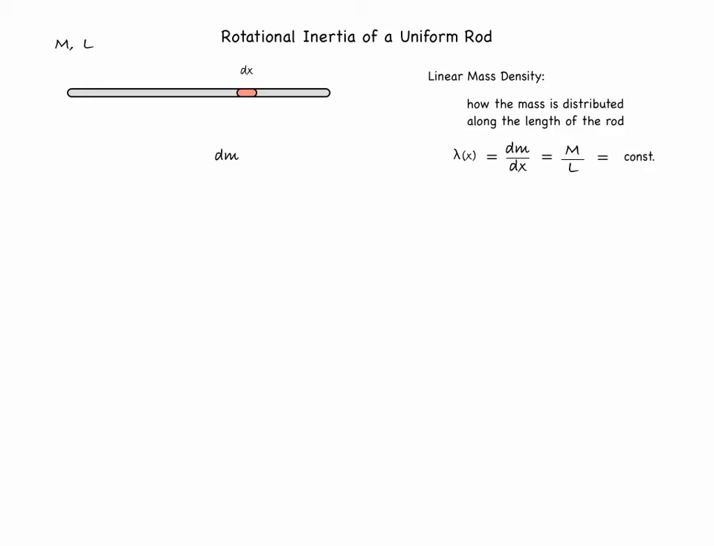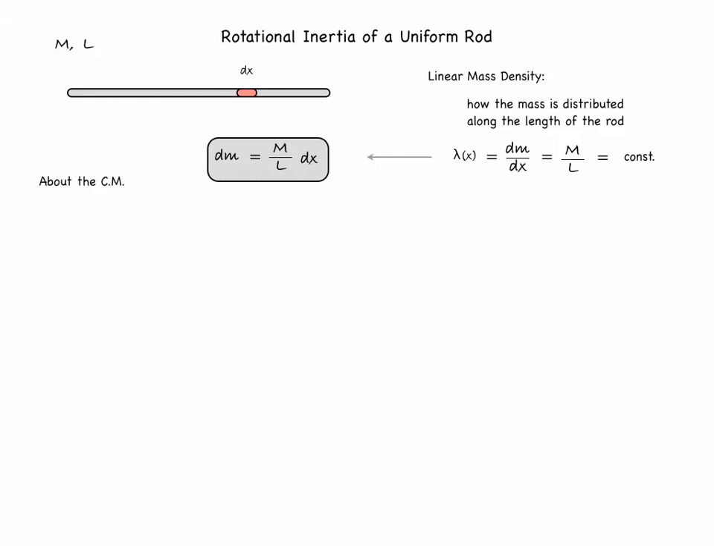For a uniform rod, however, lambda must be the same for each rod element regardless of its location or size, and therefore we can actually write that lambda also must be equal to the total mass of the rod divided by the length, or m over L. With that, we can see that the mass of that rod element dm must be equal to the total mass over the length of the rod multiplied by dx for any part of the rod. We will use that expression later on.